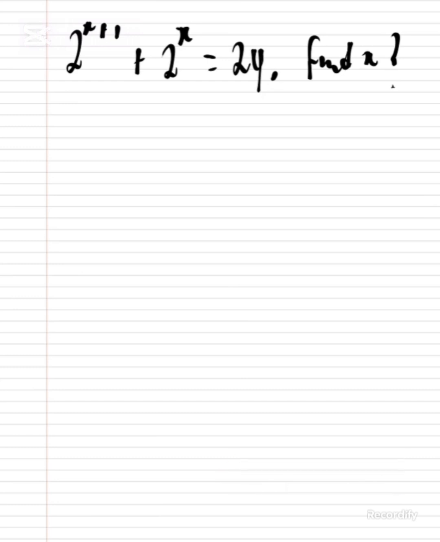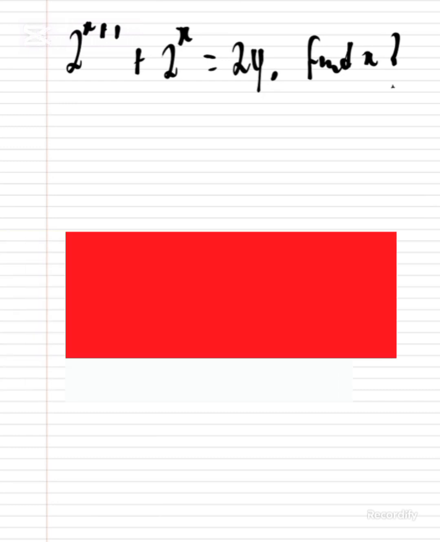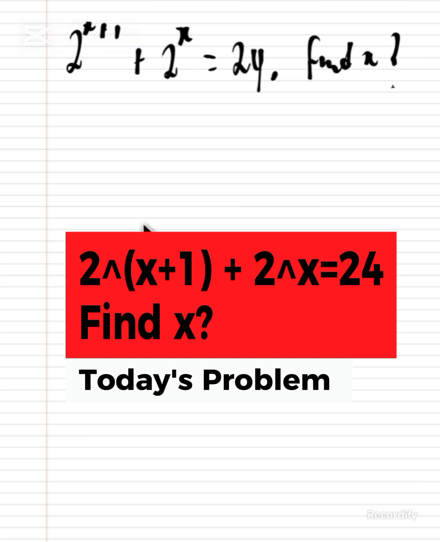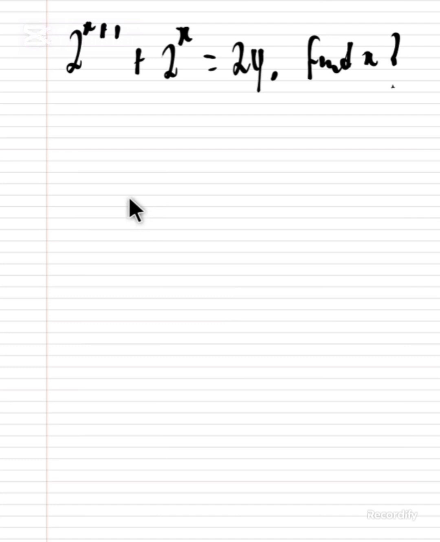And in today's tutorial, I'll be solving this variable problem, that is 2 to the power of x plus 1 plus 2 to the power of x equals 24. All right. So if you want to solve this kind of problem, the first thing to do: don't make the mistake of summing up the power.